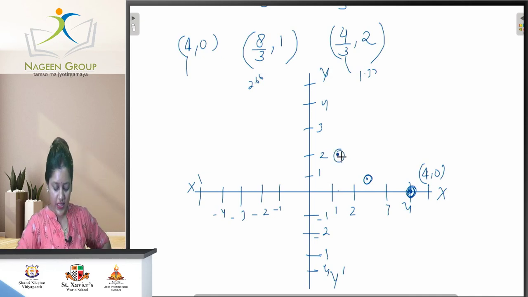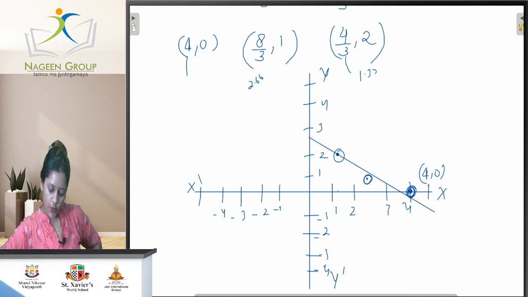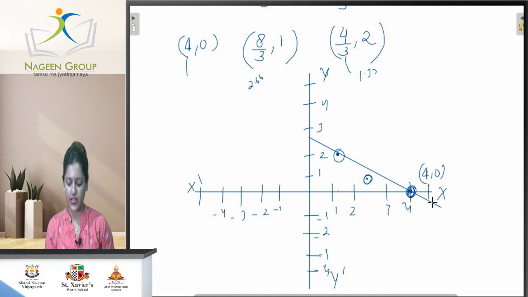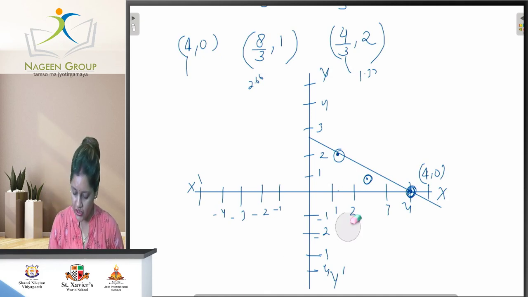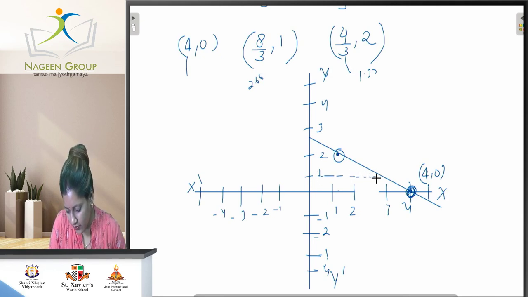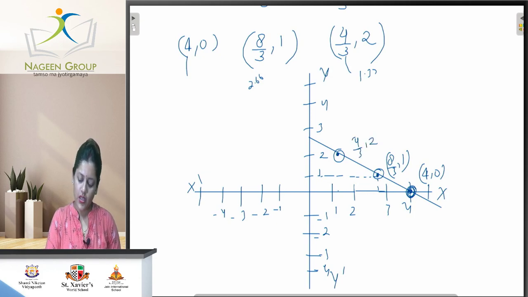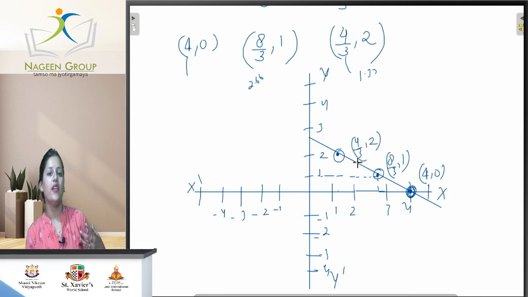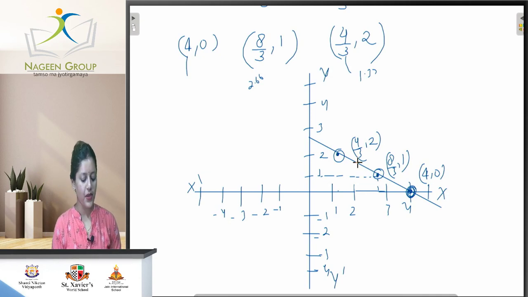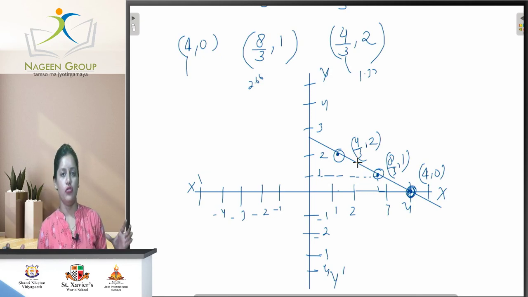So we get the linear line, because the points are in decimal, that's why there is some difference. But the actual point, when we shift these points, the point lies here only, that is 8 by 3 comma 1 and this is 4 by 3 comma 2. So what we have learned? We have learned that when we plot points on a graph paper, we actually get a linear equation.